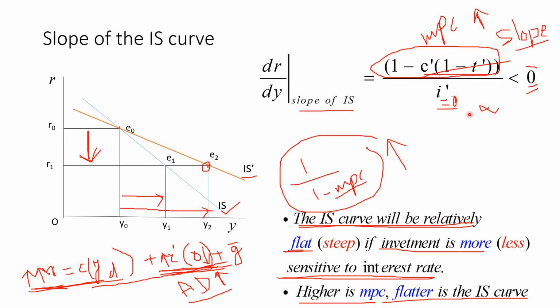And the second factor, in fact the first factor in terms of our pointing, was the sensitivity of the investment function. The more sensitive the investment curve, the flatter the IS curve. So the slope of the IS curve is basically determined by these two factors.